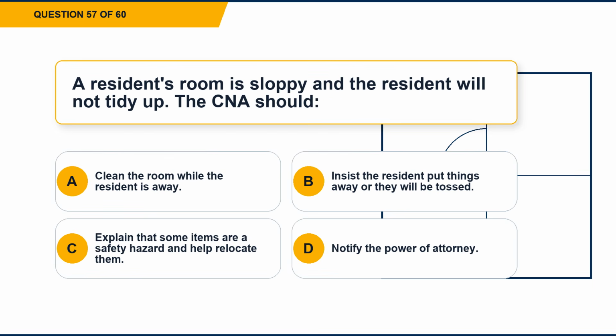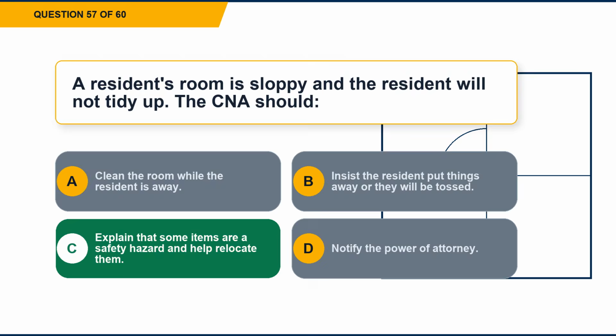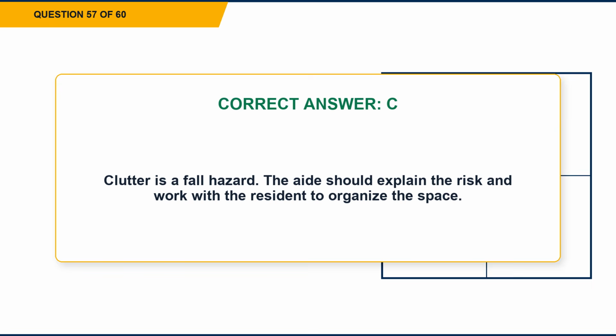Question 57. A resident's room is sloppy and the resident will not tidy up. The CNA should. Option A. Clean the room while the resident is away. Option B. Insist the resident put things away or they will be tossed. Option C. Explain that some items are a safety hazard and help relocate them. Option D. Notify the power of attorney. The correct answer is option C. Explain that some items are a safety hazard and help relocate them. Explanation. Clutter is a fall hazard. The aide should explain the risk and work with the resident to organize the space.